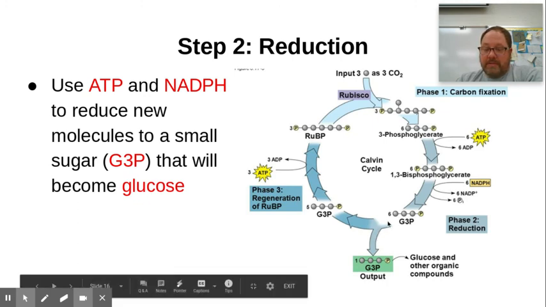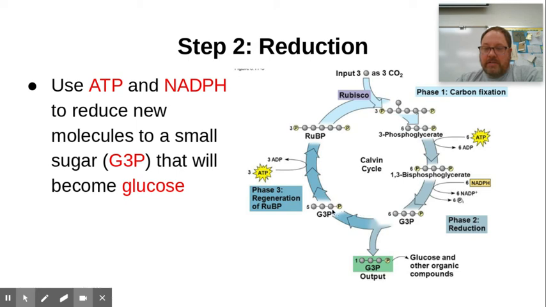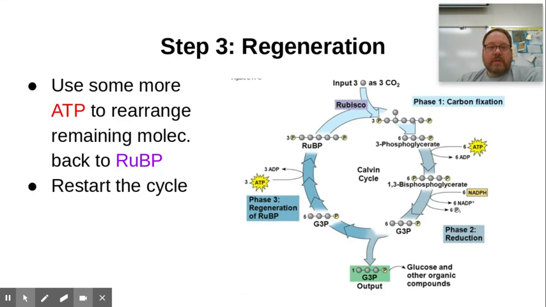Now, when that happens, you're going to be spitting out 3 sugars at a time, but you can take some of the existing molecules, rearrange them, and then that recreates RuBP, and that's why it's cyclic. And that's what we get into with step 3, regeneration. With regeneration, you use a little bit of ATP to rearrange these molecules back into RuBP, so Rubisco can basically fix more carbon from carbon dioxide.